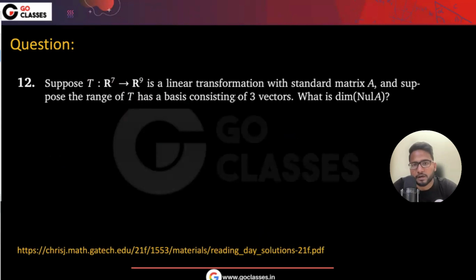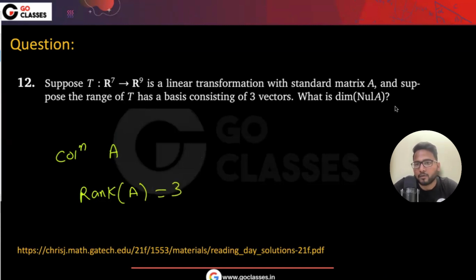So what they're saying, it's a linear transformation with a standard matrix A, and suppose the range of T has a basis containing three vectors. So what is range? Column space of A, which basically means rank of A. I mean, rank of A is just three. Then what are they asking? What is the nullity of A? Okay, just tell me the nullity of A.